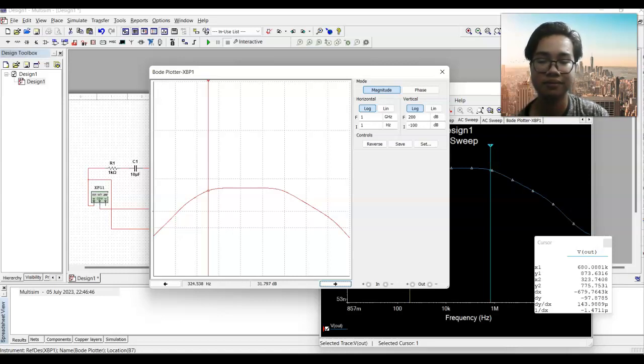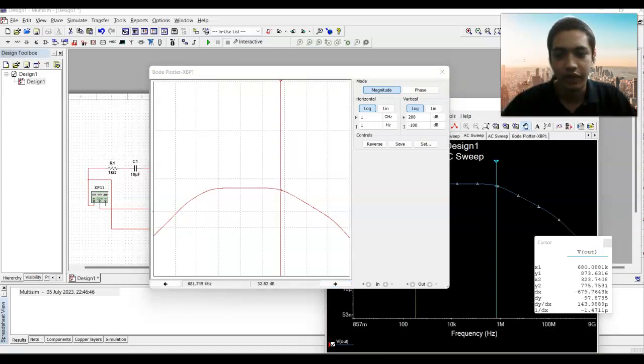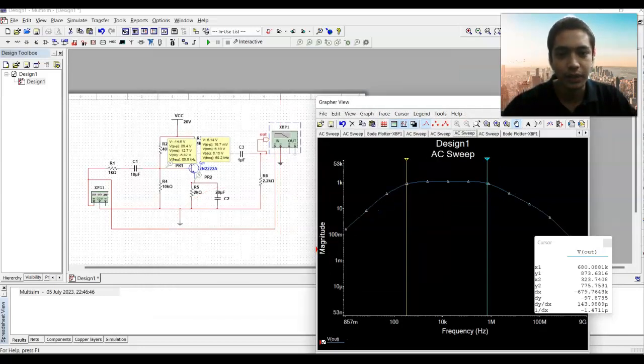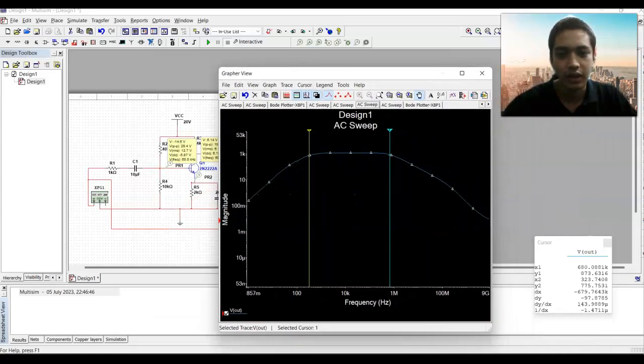Next, the high frequency response we have obtained from the simulation is 681.745 kHz. Moving on, the full frequency response that we have obtained is shown in this image.